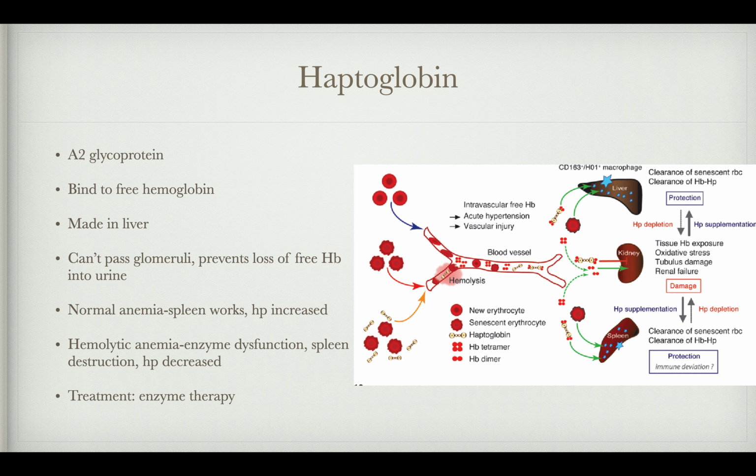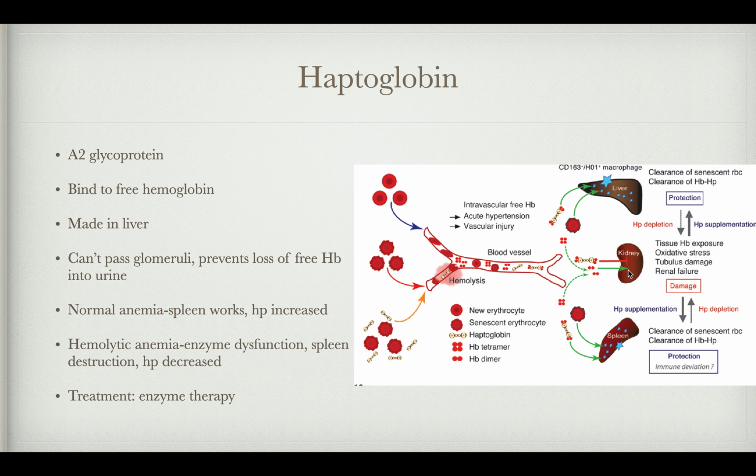So haptoglobin is an alpha-2 glycoprotein, and its main role is to bind to the free hemoglobin. It's created in the liver, and when it binds to the hemoglobin, it causes it not to be able to pass through the glomeruli because of its size, and it prevents the loss of the free hemoglobin into the urine.